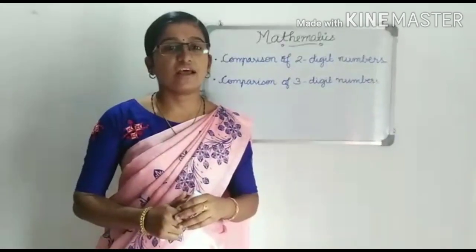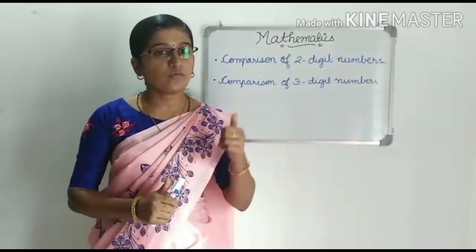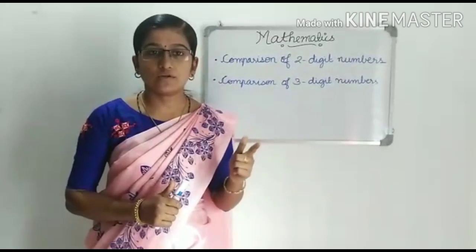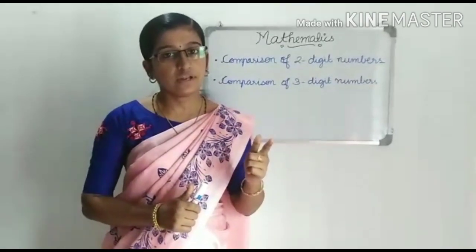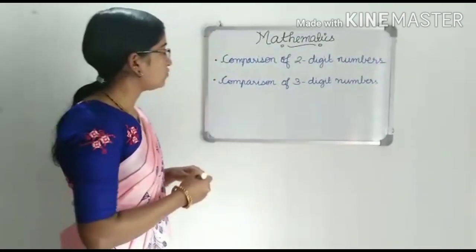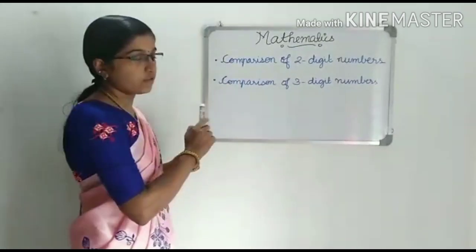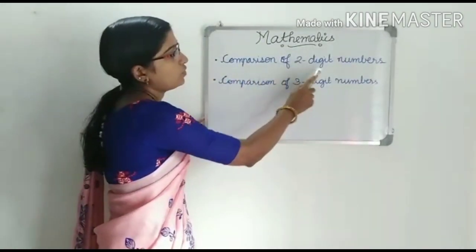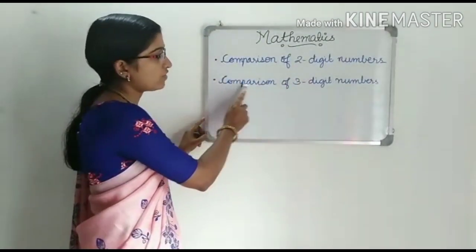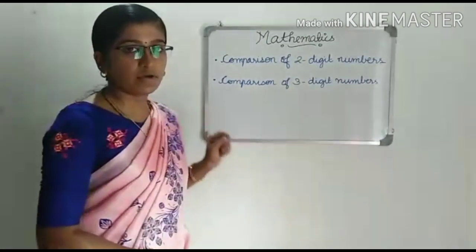In our previous class, we learned place values of 2-digit numbers and place values of 3-digit numbers. Isn't it? Today in this class, we are going to discuss two topics. The first one is comparison of 2-digit numbers and the second one is comparison of 3-digit numbers.